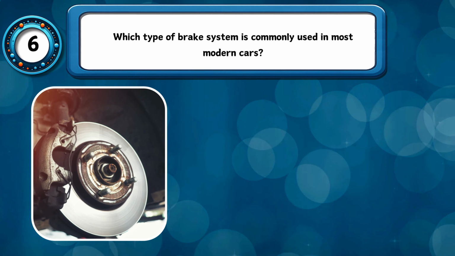Question 7. What does the acronym HVAC stand for in a car? A. Hot ventilation and air conditioning. B. Heating, ventilation, and air conditioning. C. High velocity airflow control. Correct answer is B. Heating, ventilation, and air conditioning.